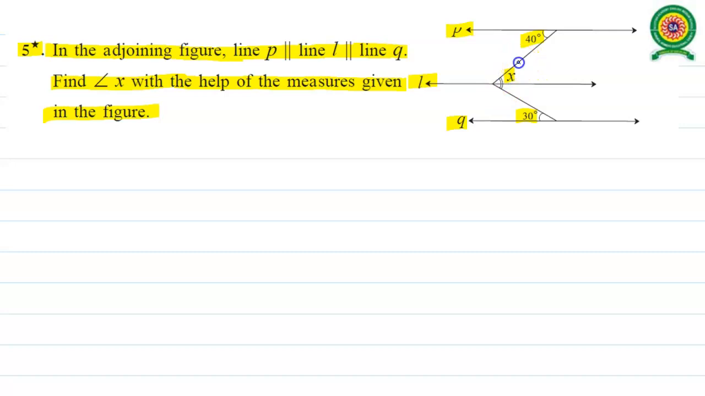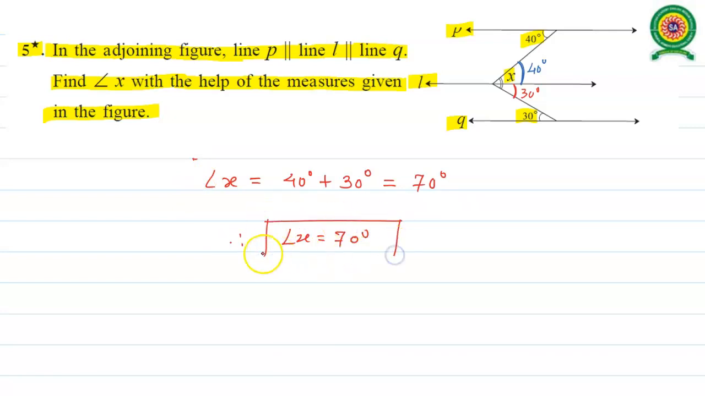Now look at this angle. This angle is the alternate angle of 40 degree since lines P and L are parallel. So the measure of this angle becomes 40 degree. Now what about the remaining angle? The remaining angle is again alternate to that of 30 degree since lines L and Q are parallel. So it becomes 30 degree. So for angle X, we have 40 degree plus 30 degree equals 70 degree. In that way, the value of angle X equals 70 degree. So here we have our practice set 2.2.